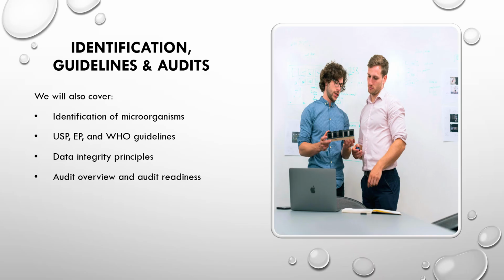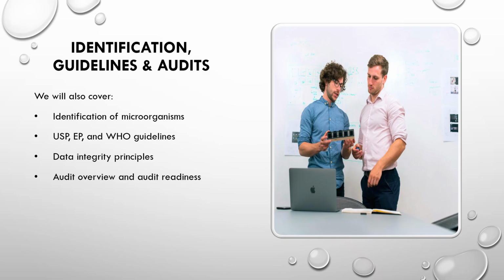Finally, we have the audits. Think of an audit like a health inspection in a restaurant. When health inspectors visit a restaurant, they check whether the kitchen is clean, food is stored properly, and safety rules are followed. Similarly, during a pharmaceutical audit, regulatory authorities check laboratory records, equipment calibration, training records, and testing procedures to ensure the company follows good manufacturing practices.